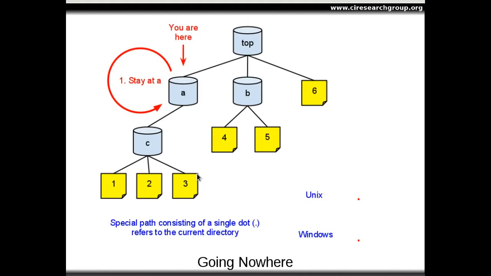One other special symbol that I can use in a path is a single dot. And a single dot refers to the current directory. It means go nowhere, or stay put. So if I start in directory A, and I see a single dot, I simply stay in directory A.